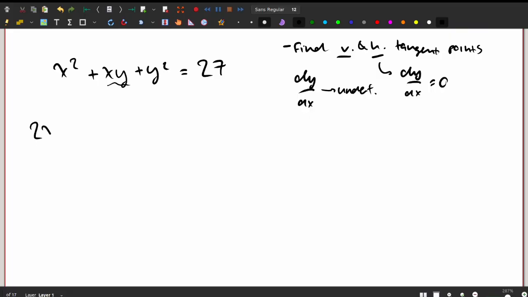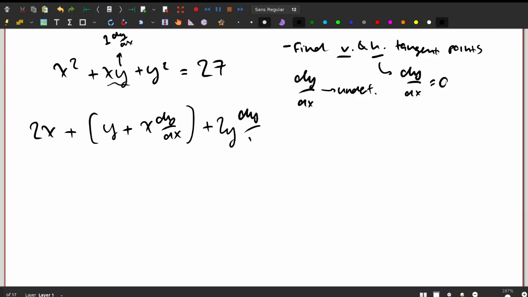So this becomes 2x plus, once again we have to use product rule, so that's 1 times y, plus g prime f, plus x times dy over dx, because remember, the derivative of y just becomes 1 times dy over dx, plus 2y dy over dx is equal to 0, because the derivative of a constant is 0.